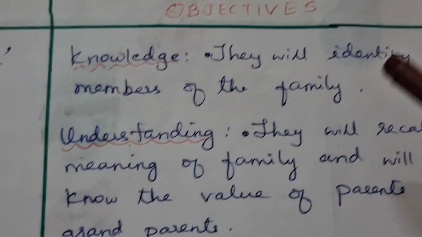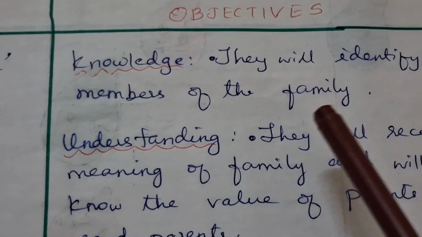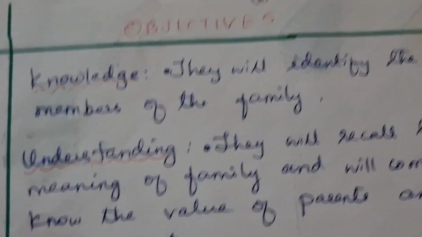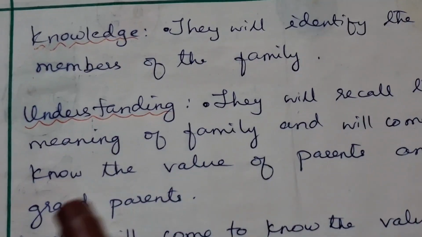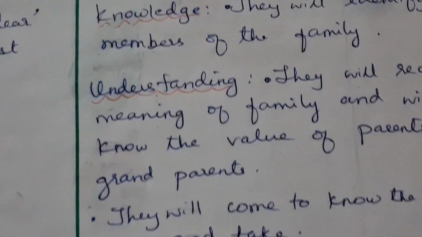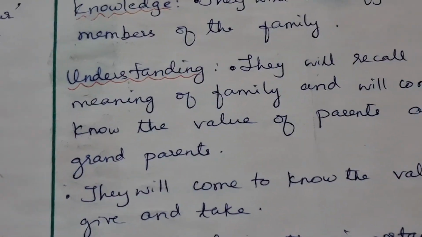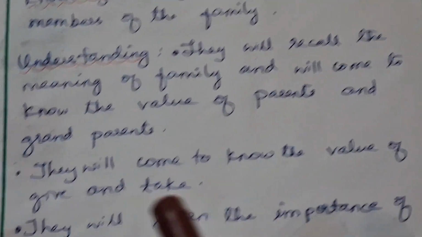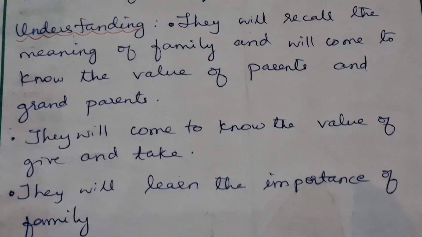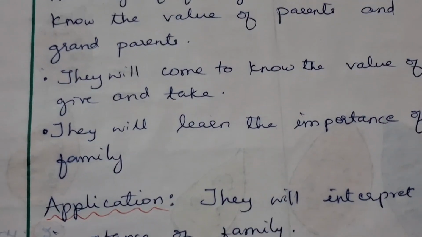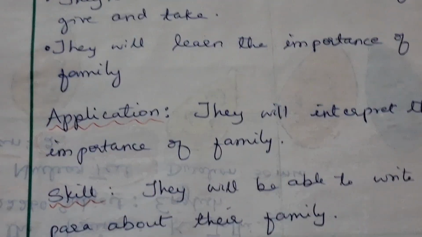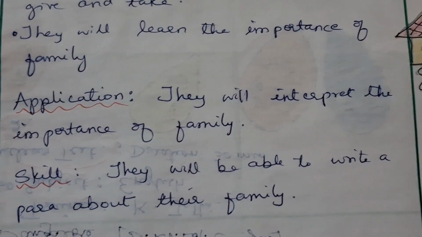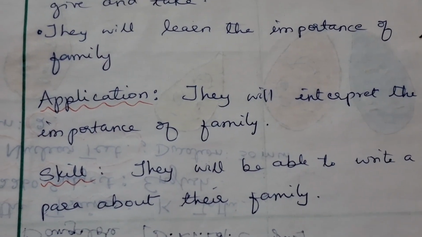Under knowledge, they will identify members of the family. Under understanding, they will recall the meaning of the family and will come to know the value of parents and grandparents. Then they will come to know the value of give and take. They will learn the importance of family. Then application, they will interpret the importance of family. Then skill, they will be able to write a para about their family.